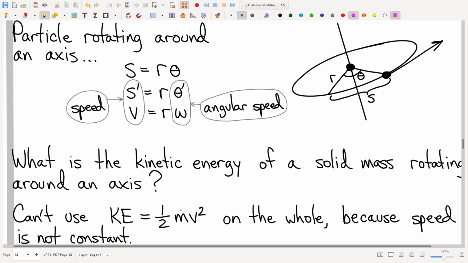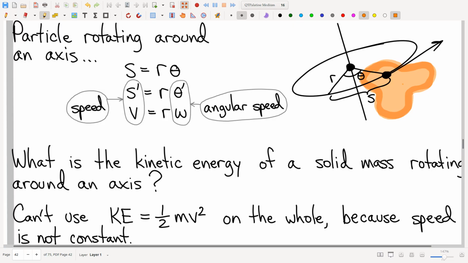Okay, here's where it gets weird. Let's suppose that my solid is not a single point. Let's suppose that my solid is a lumpy thing, like so. This is the mass that's rotating around that same axis. Great big lump like this. Can I use this formula, 1/2 mv squared?